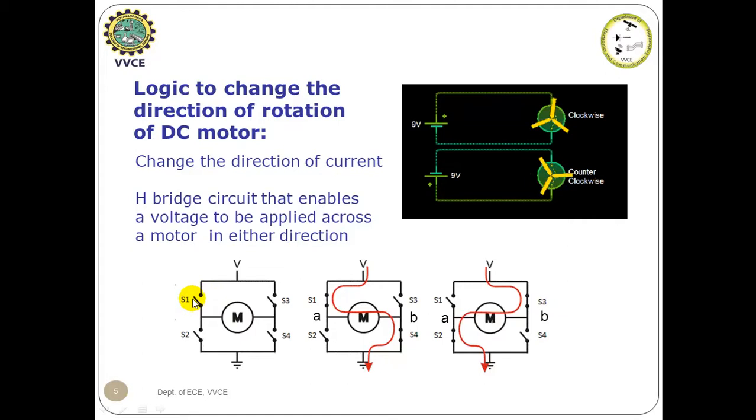For example, if switch S1 and S4 are closed, S2 and S3 are in off condition, then the direction of current flowing through the motor will be from A towards B. Suppose if we switch on S2 and S3 and the switches S1 and S4 are in off condition, then the direction of current flowing through the motor will be from B to A. So by changing the direction of current flowing through the DC motor, we can change the direction of rotation of the DC motor. So this is the logic for varying the speed of the DC motor as well as changing the direction of rotation of DC motor.